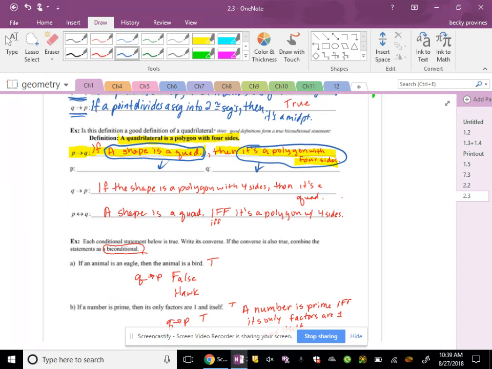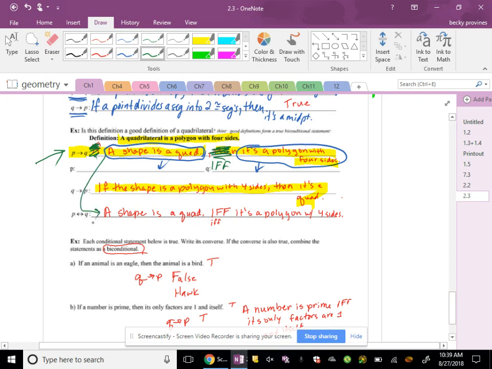Okay, so how do you flip it? Well, I just put the Q in front and the P in the back. Notice I already did this. I said if a shape is a polygon with four sides, then it's a quadrilateral, which of course is true. Now, here's the moment of truth. Can you write it as a biconditional? It's very simple. Go back to the P then Q, way up here. You're going to cross out the if, cross out the then, and where the then is, replace it with IFF.